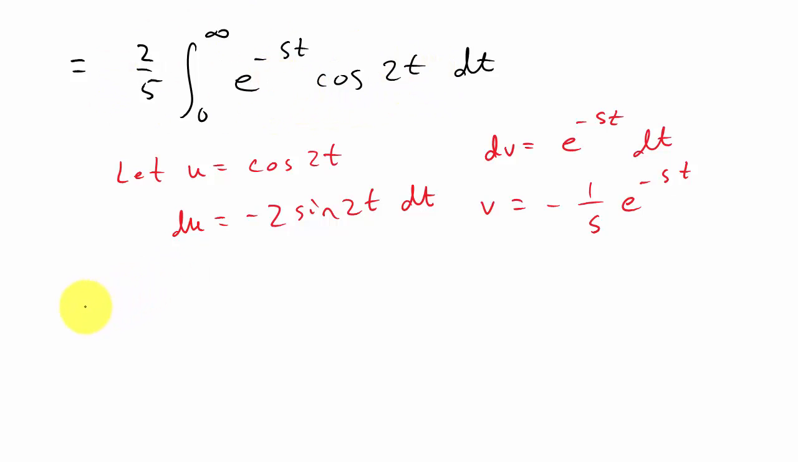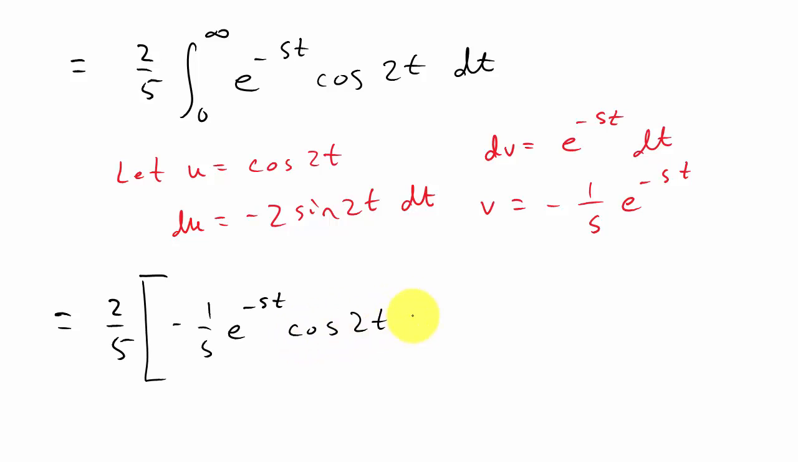So this is equal to, now I guess what we're going to do here is let's maybe just write down the 2/5 and then put that times, and now let's do our integral. So that's u times v, so that's negative 1 over s e to the negative st times cosine 2t, right, minus, and so when I multiply the du and the v, well, that's a minus and a minus is a positive, so that's going to stay negative there.